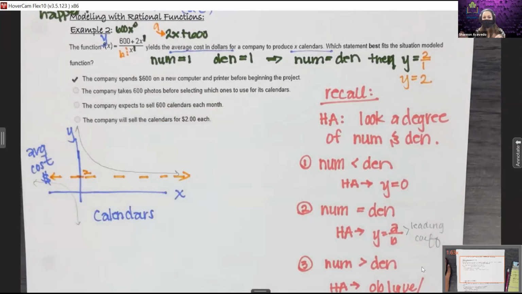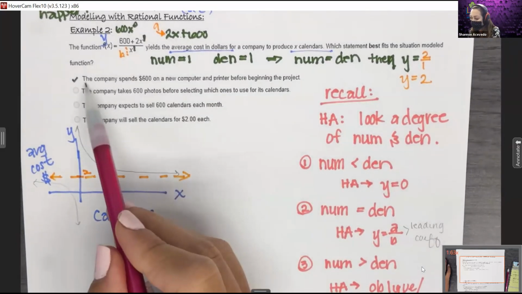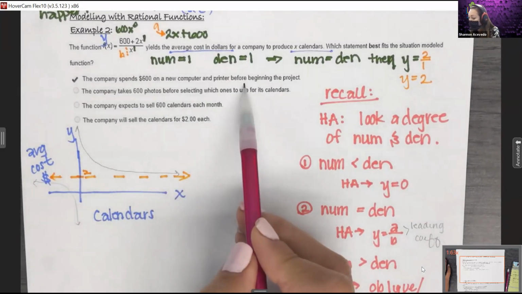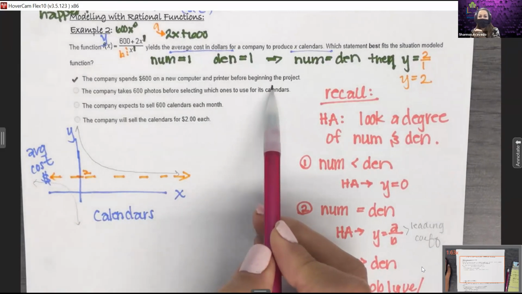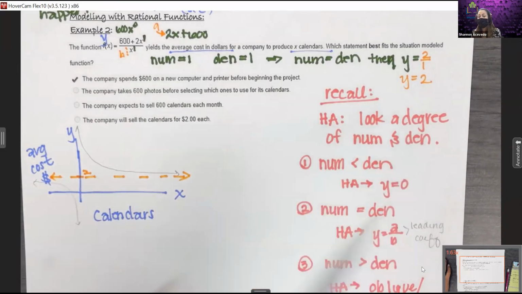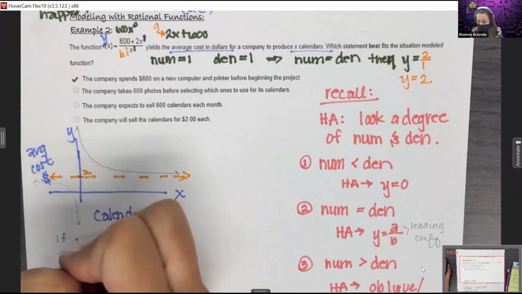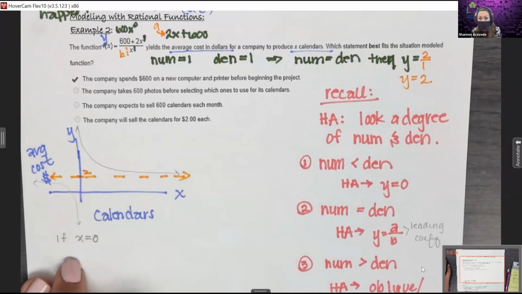Okay, so I need to answer some questions then. So I look here and go, well, what are they looking for? And it says that the company spends $600 on a new computer and printer before beginning the project. Okay, so let me ask you this. If they're beginning the project, how many calendars have they sold? Zero, right? They haven't sold any. They're going to print to sell calendars, and they haven't sold any then. So if they've sold 0 calendars, then X would be 0.